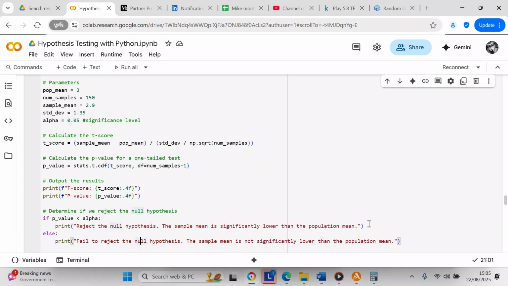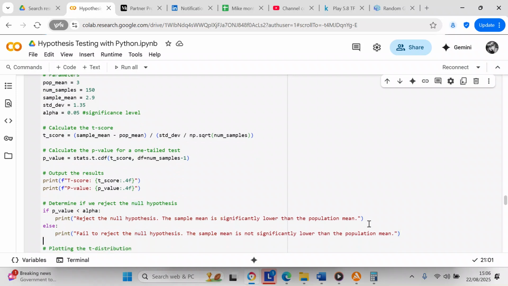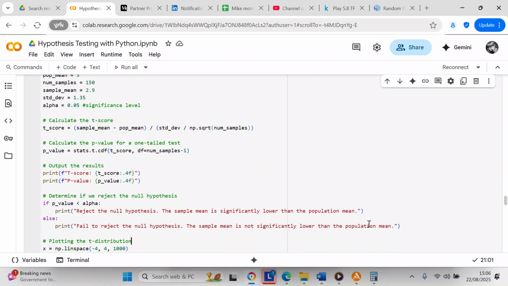Basically, if the p-value is less than alpha, or less than 0.05, you're going to reject the null hypothesis. The sample mean is significantly lower than the population mean. If the p-value is greater than alpha of 0.05, you're going to print fail to reject the null hypothesis. The sample mean is not significantly lower than the population mean.